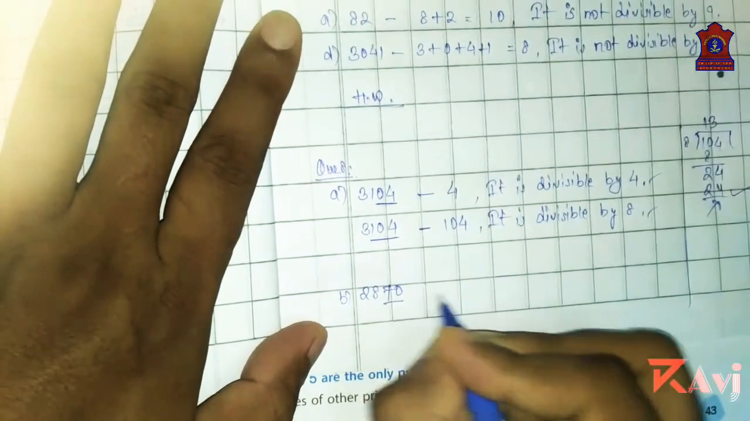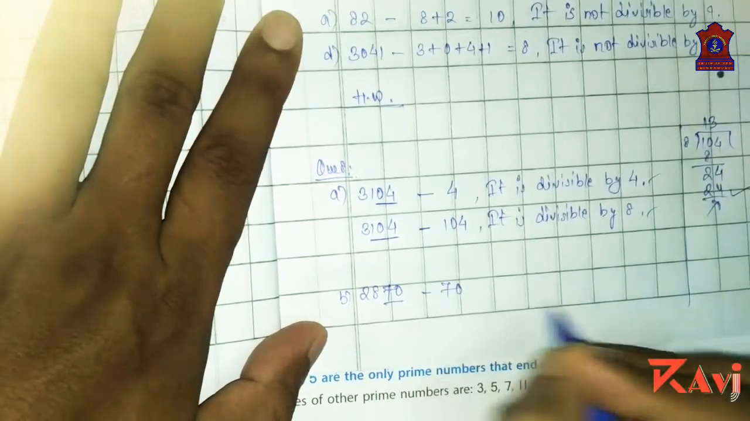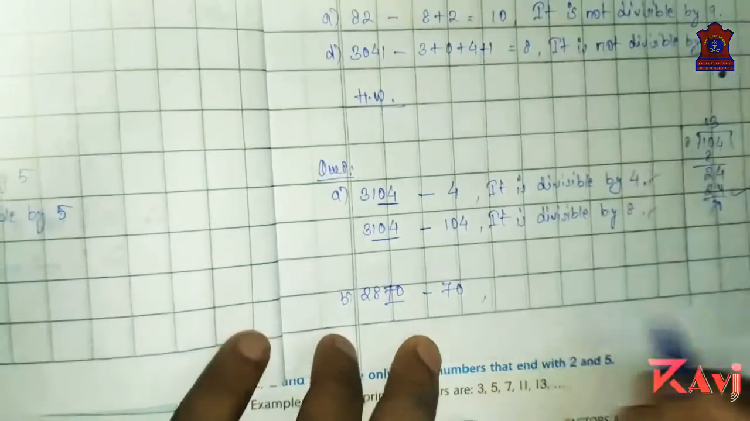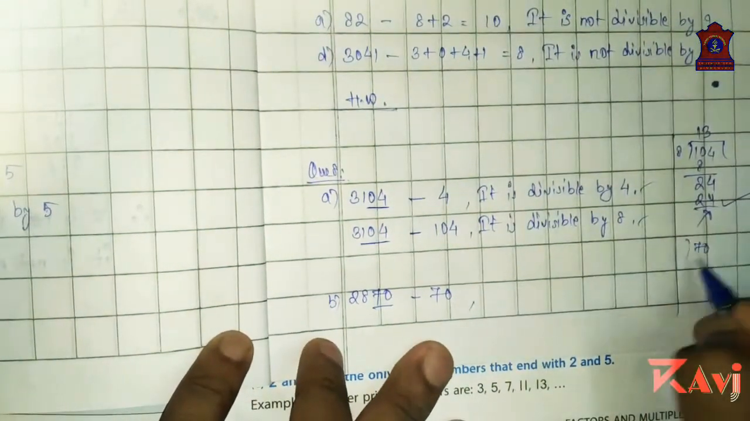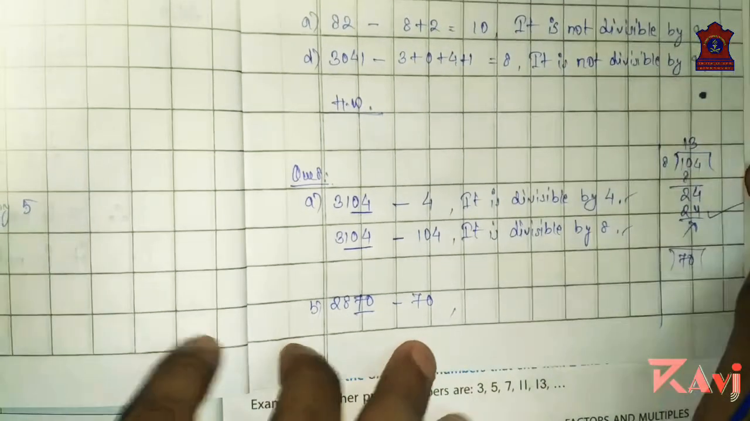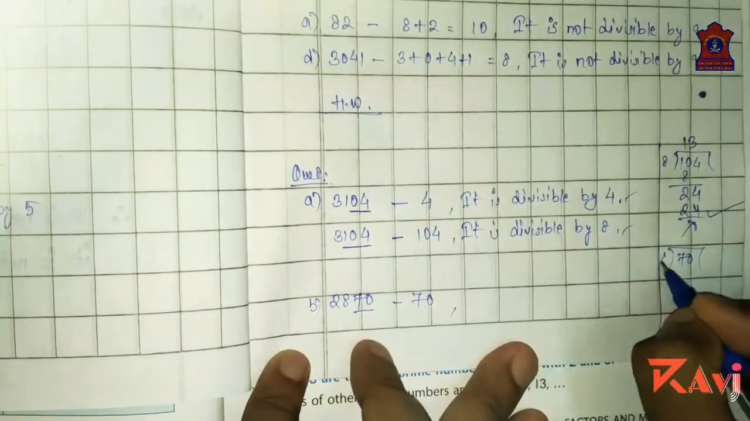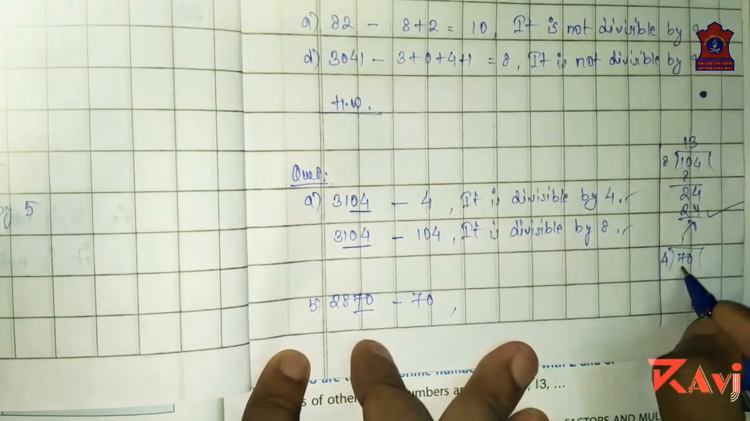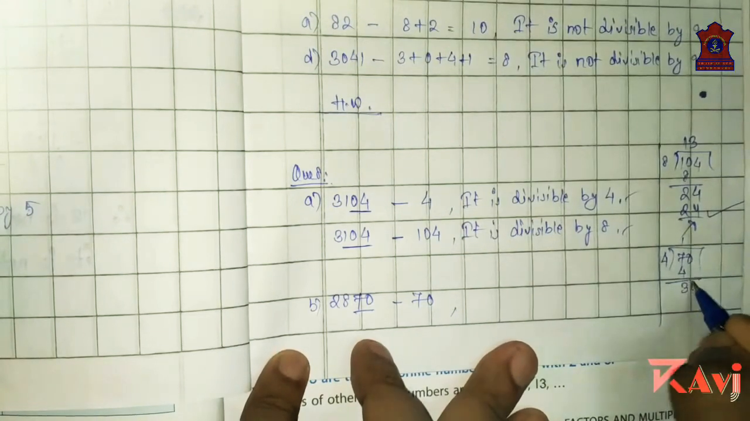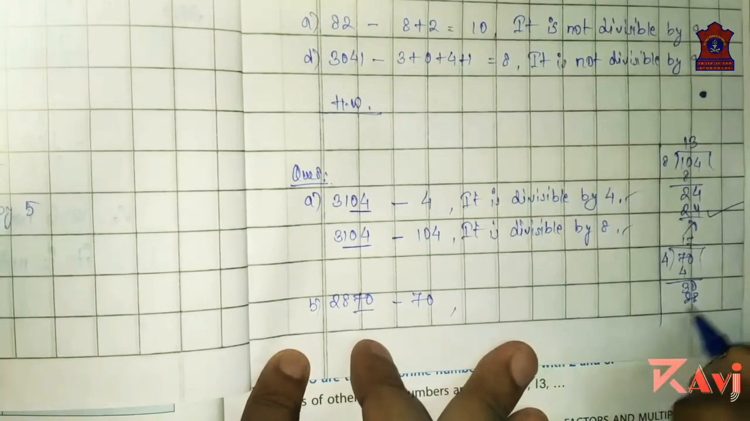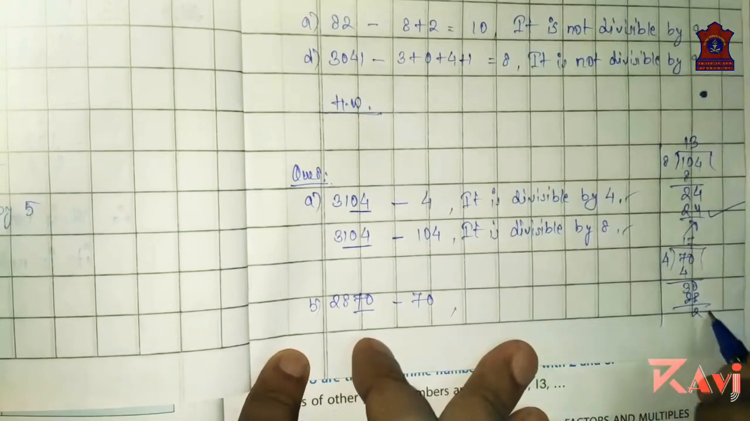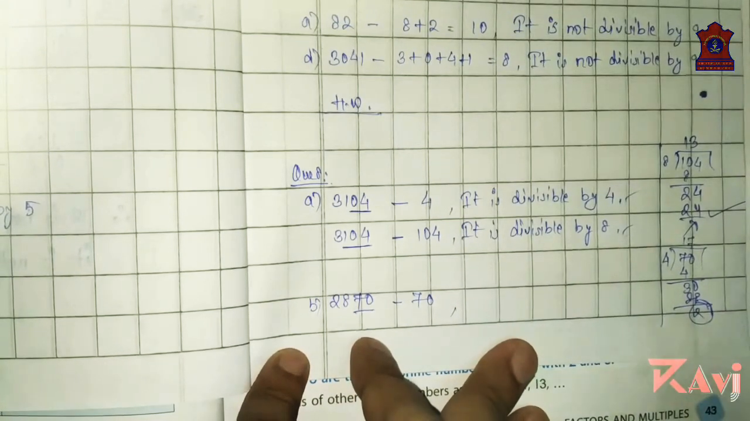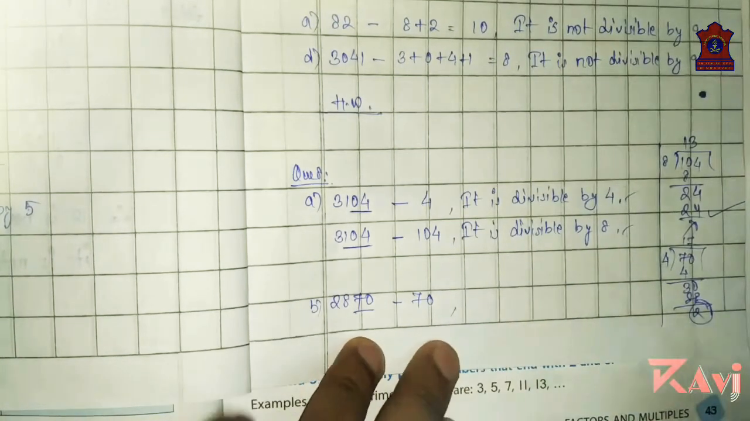2870. Take the last two digits, which is 70. Now check whether 70 is divisible by 4 or not. Divide it by 4. 4 1s are 4, 4 7s are 28. 2 remainder. If you find any remainder, then you can say that it is not divisible.